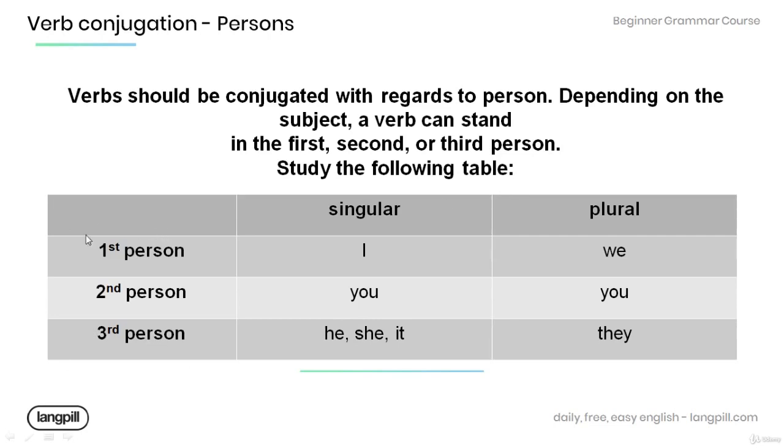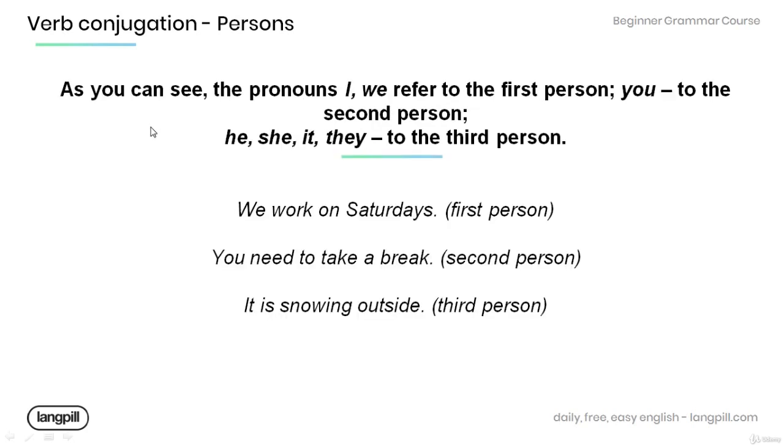Now when the subject is in the first person and it's singular, we use I. Plural, we. When the subject is in the second person and it's singular, we use you. Plural, you. And when the subject is in the third person and it's singular, we use he, she, or it. Plural, they. Now, as you can see, the pronouns I, we refer to the first person, you to the second, he, she, it, and they to the third person.